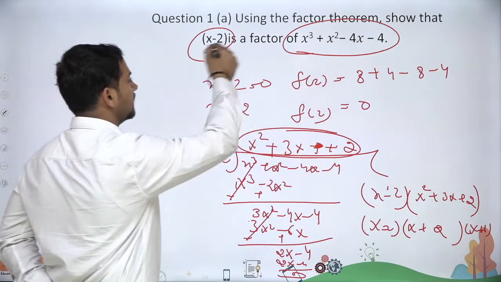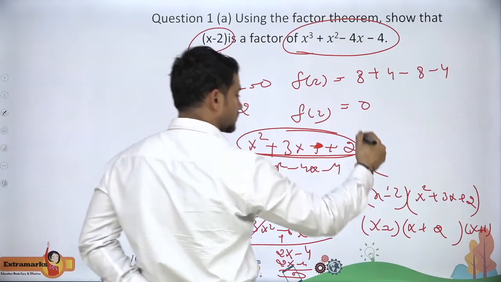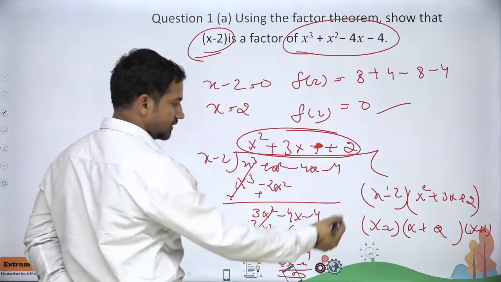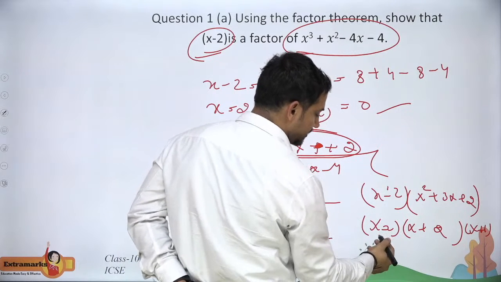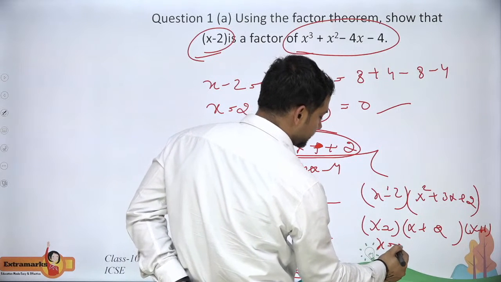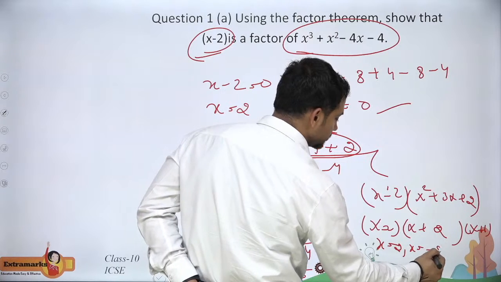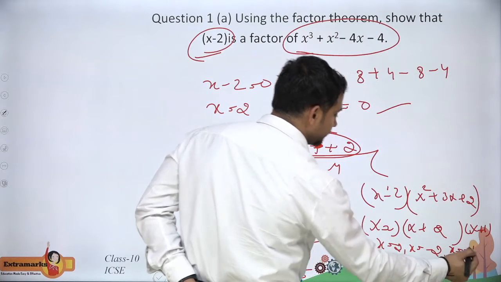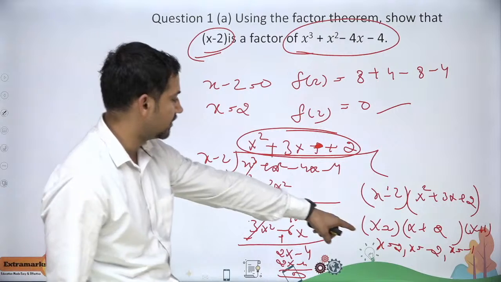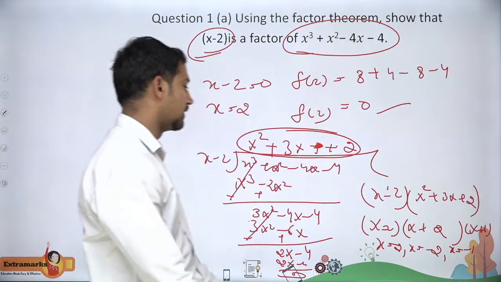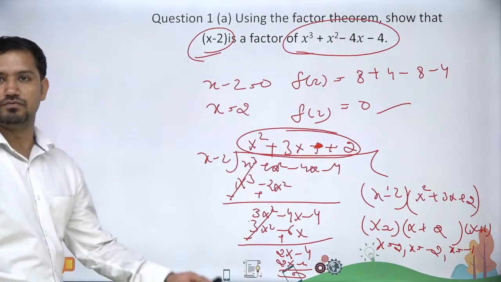So using the factor theorem, we have to show that yes, x minus 2 is a factor. First of all, we show that. Then we prove that the three zeros are x equals 2, x equals minus 2, and x equals minus 1. And these are the three factors: x minus 2, x plus 2, and x plus 1. So this is the first question.